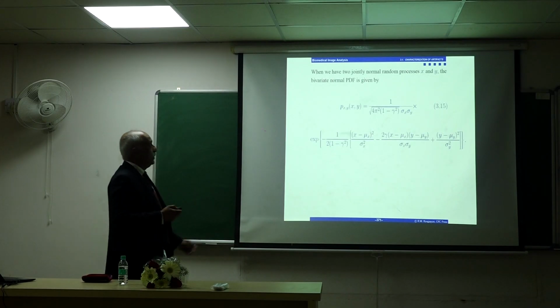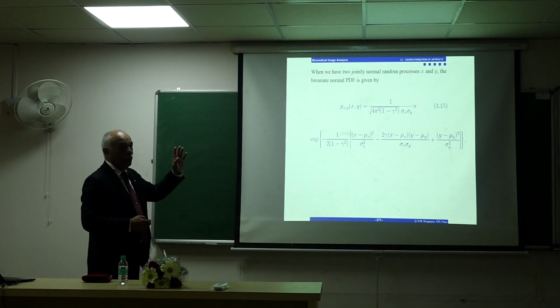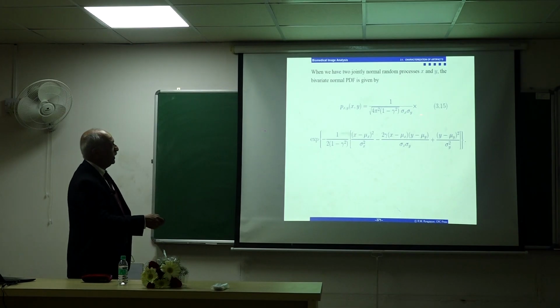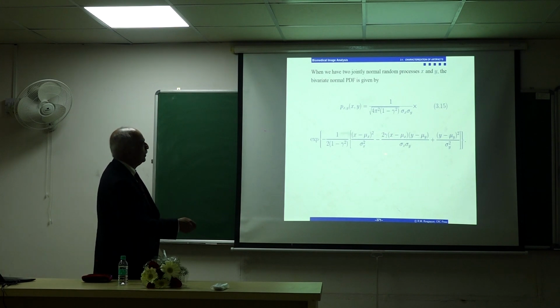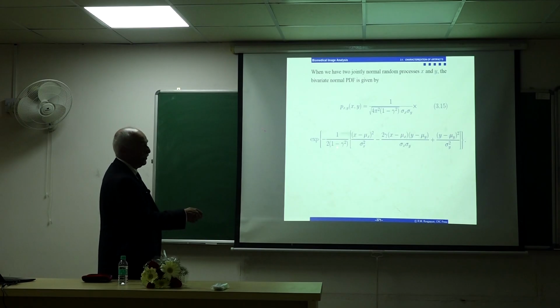When you have 2 jointly normal random processes, the bivariate normal PDF is given by this Gaussian with this correlation factor. This is one Gaussian, this is another Gaussian, and the normalization factor includes the variances of the Gaussians and this 1 minus gamma square. The gamma comes here as a weighting factor, and here.